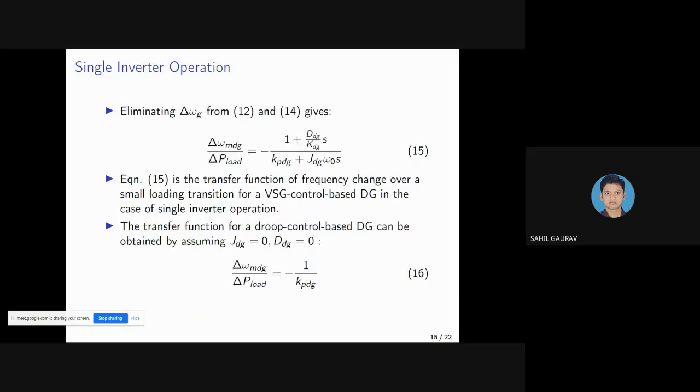And eliminating delta omega g from this part, this very important relation comes out, and this transfer function tells the frequency change over a small loading transition. So what we are doing in most of the expression part and calculation part is to derive this relation that is given in equation number 15. So this tells the frequency change over a small loading transition for a VSG control based distributed generation in the case of single inverter operation.